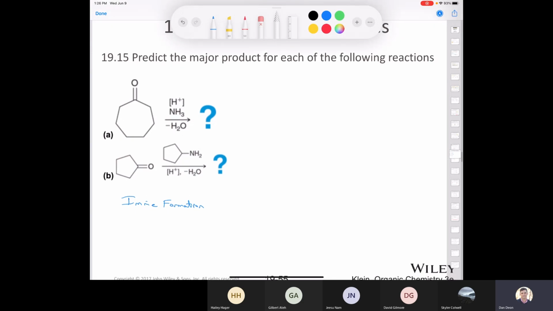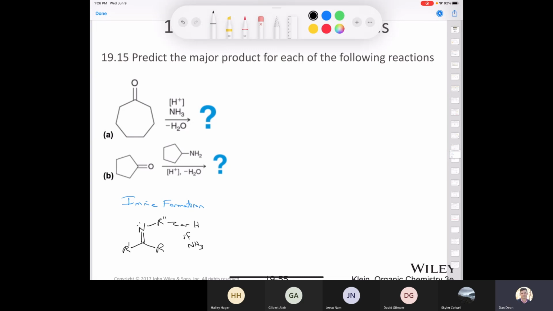And what's the functional group? What does an imine look like? An imine looks like this. You've got a carbon with a double bond to nitrogen. So I'll use a bond line structure. So we have a carbon with a double bond to nitrogen. We've got R groups. They might be the same. They might be different. And then here we've got another R group or hydrogen if we're using ammonia.